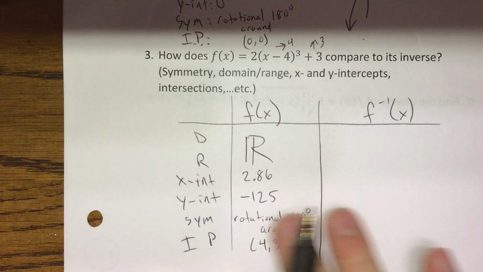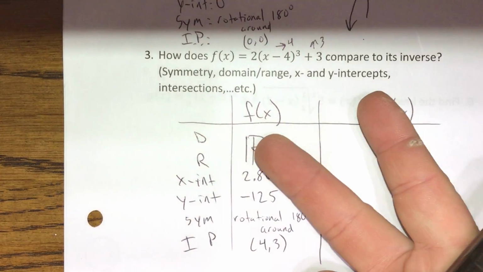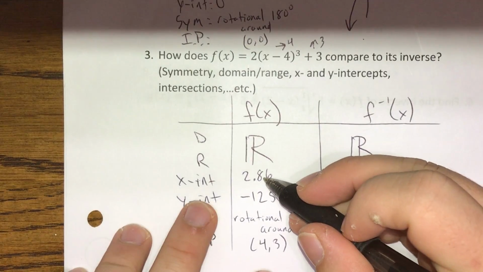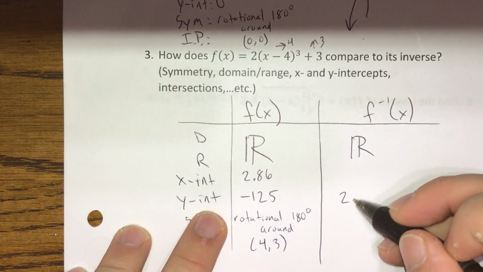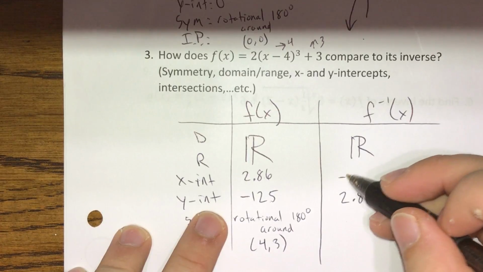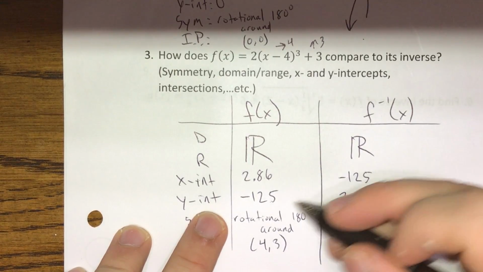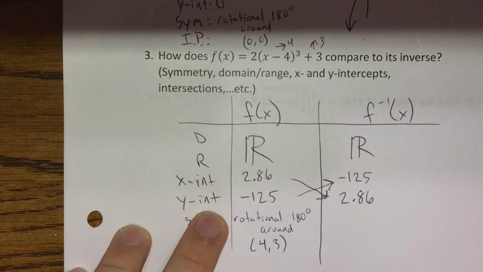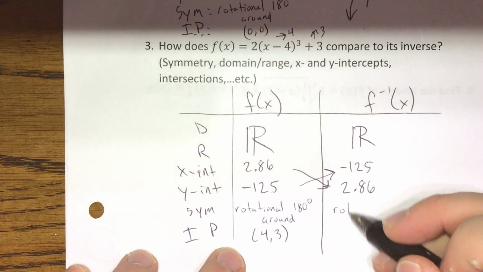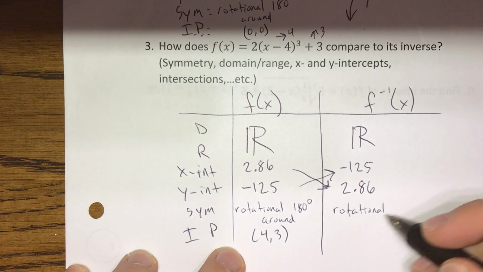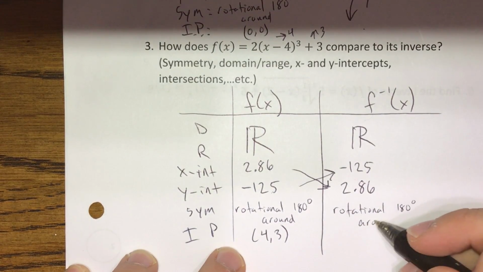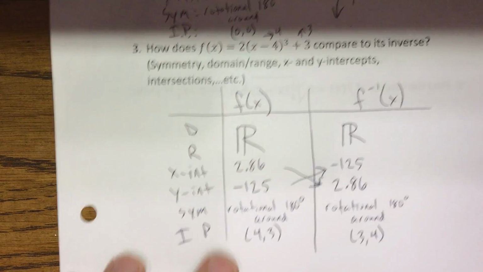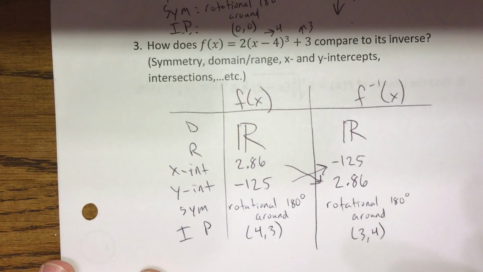Now what we know about the original to the inverse is all the coordinates just switch places. And so domain and range is still going to be the same. My x-intercept was 2.86, so my y-intercept is going to be the 2.86. And the negative 125 will be my x-intercept, so they switch places. And then the symmetry is, again, still rotational, 180. Around this point, flipped 3, 4. So anytime we're going from original to inverse, you just switch your x and y.